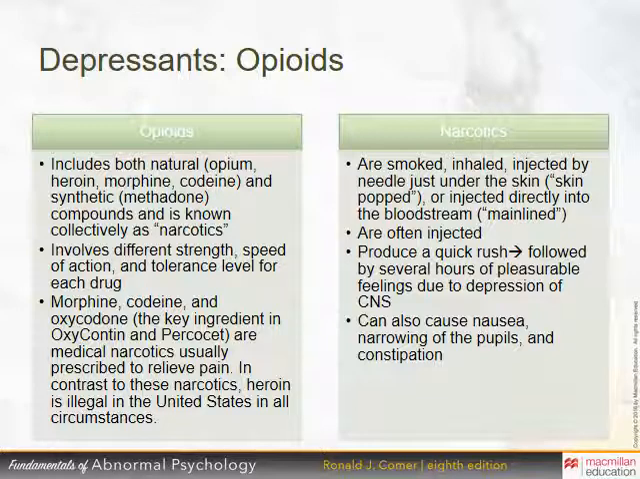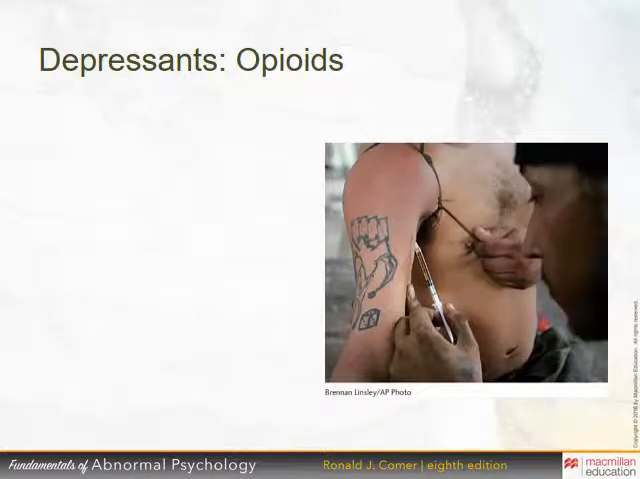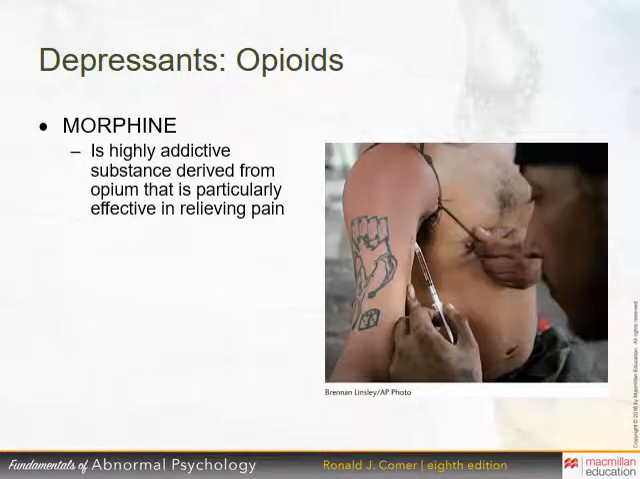Narcotics are smoked, inhaled, injected by needle just under the skin, or injected directly into the bloodstream. They're often injected, and they produce a quick rush, followed by several hours of pleasurable feelings due to the depression of the central nervous system. They can also cause nausea, narrowing of the pupils, and constipation. Morphine is a highly addictive substance that's derived from opium. It's particularly effective in relieving pain.